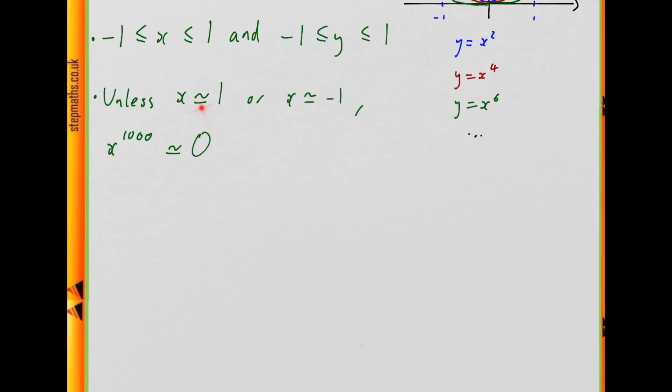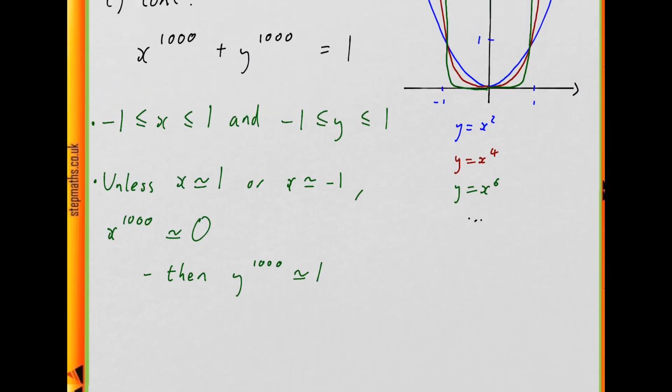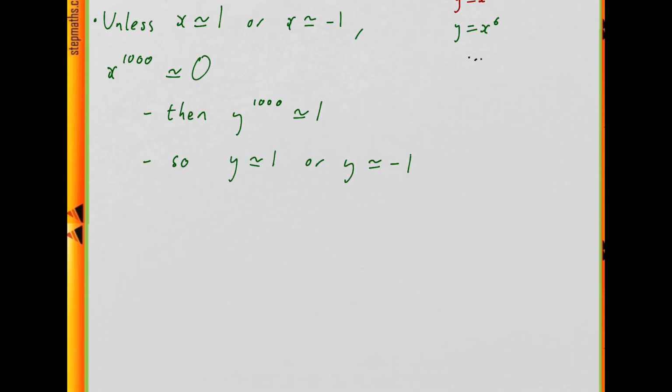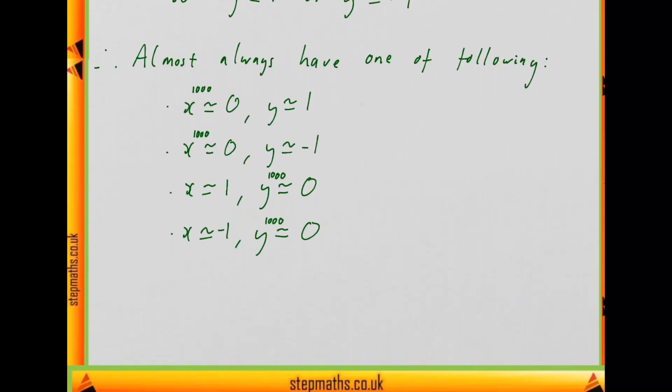So unless x is very close to 1 or very close to minus 1, x to the 1000 is very close to 0, and that means that y to the 1000 has to be very close to 1 from here, and that means that y has to be very close to 1 or minus 1. So unless x is very close to 1 or minus 1, y has to be very close to 1 or minus 1. So that means we basically get, as alternatives, x is somewhere in the middle and y is close to 1 or minus 1, or y is somewhere in the middle and x is close to 1 or minus 1. So what does that mean?